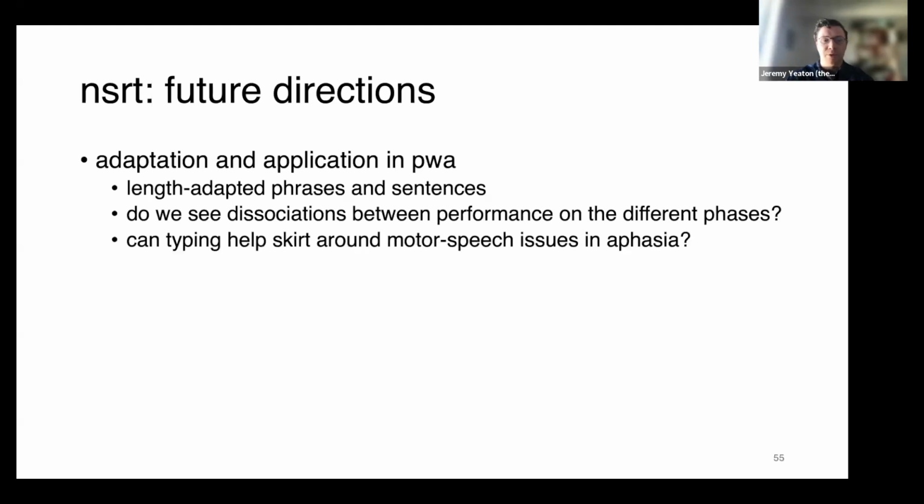And then a sort of methodological question that we can use this task for is, can typing help skirt around motor speech issues in aphasia? So we know that, yes, a lot of people with aphasia also have some amount of motor issues in the hands. And so typing might be a problem, but on the other hand, it might be easier. There's not a lot of work on this, so this could be an interesting direction to go.